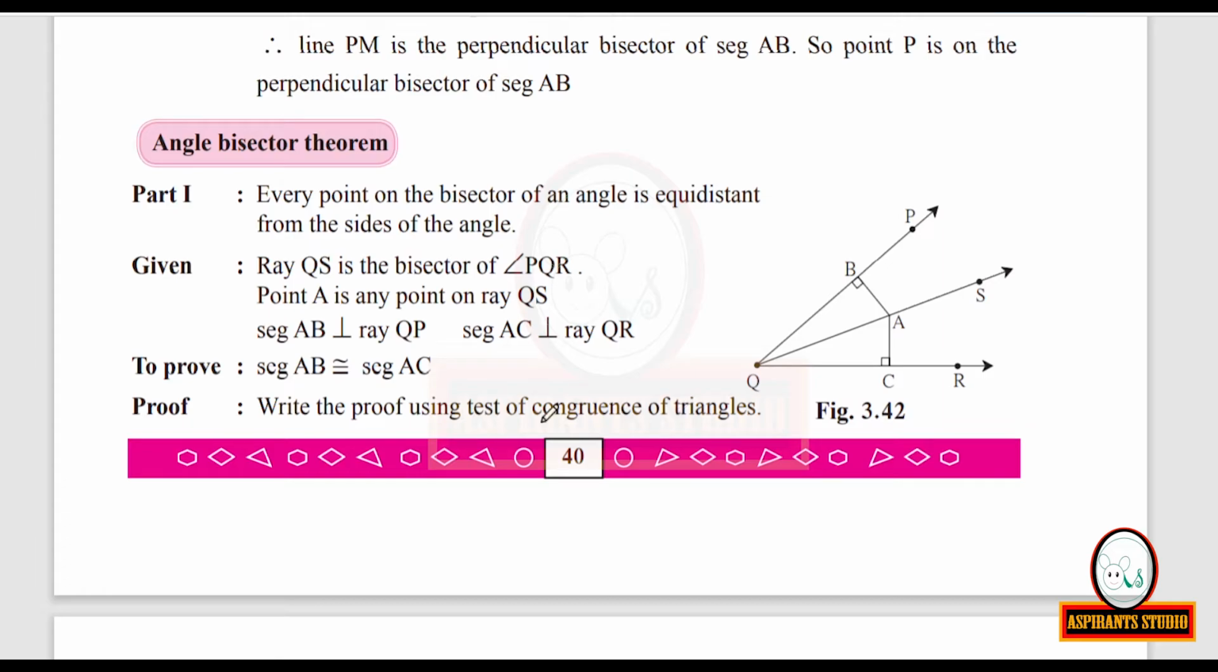What is given and what is to prove is already written. You can copy that, then write the proof. Now here we have two triangles in the figure: triangle ABQ and triangle ACQ. So you can write, in triangle ABQ and triangle ACQ, segment QA is congruent to segment QA. You can write the reason, common side.